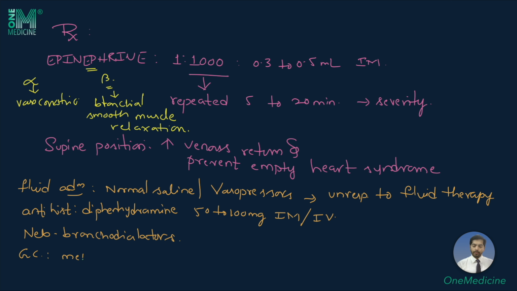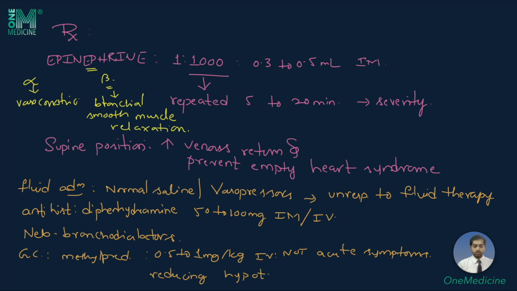Glucocorticoids such as methylprednisolone in the dosing of 0.5 to 1 milligram per kg can be given intravenously. This does not help in acute symptoms but has a role in reducing the occurrence of hypotension later in the disease. In patients with severe airway obstruction, endotracheal intubation may be necessary. Such patients might also require oxygen support as well as sedation.